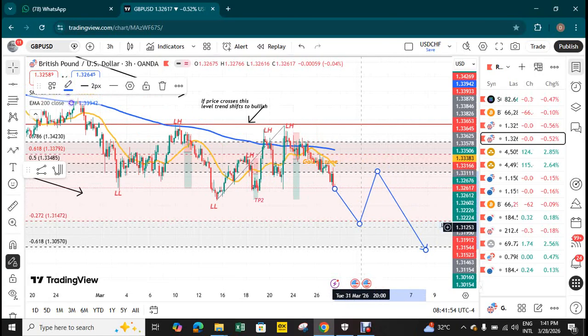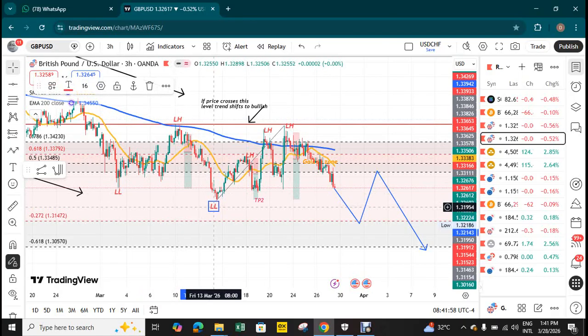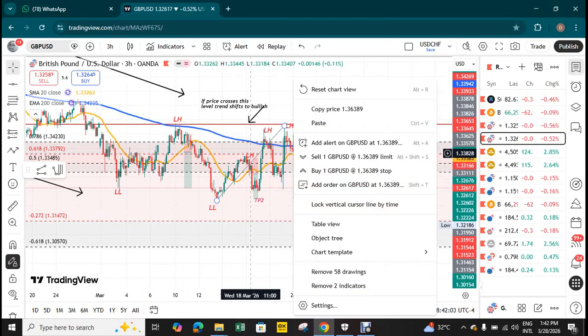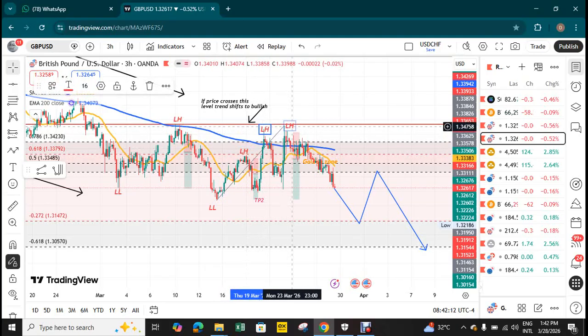Okay, now I'm going to explain this proper. We have a lower low, we have a lower high, we have a lower low, we have lower lows, lower highs here. Okay, that gave us entries which we took.